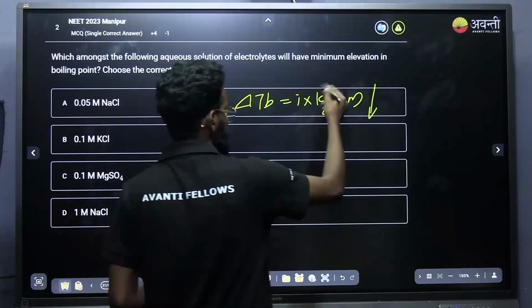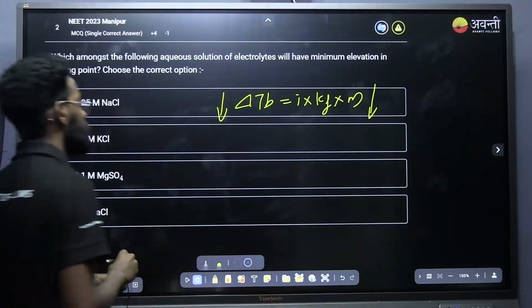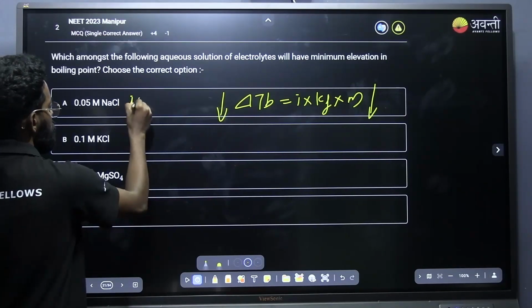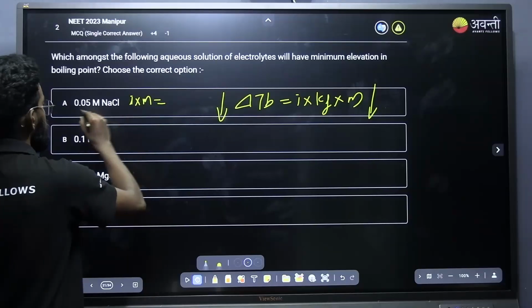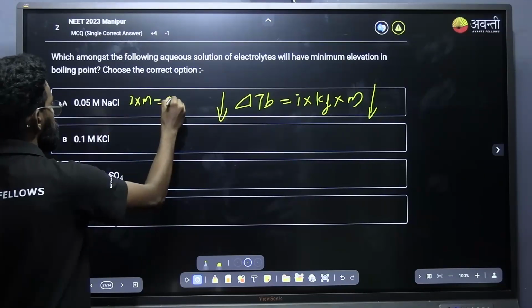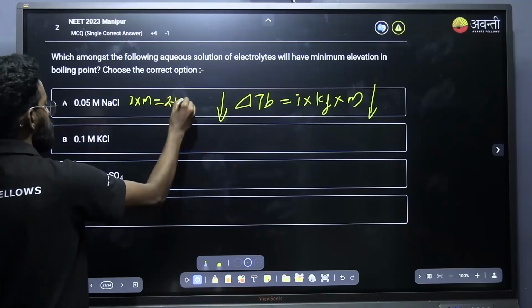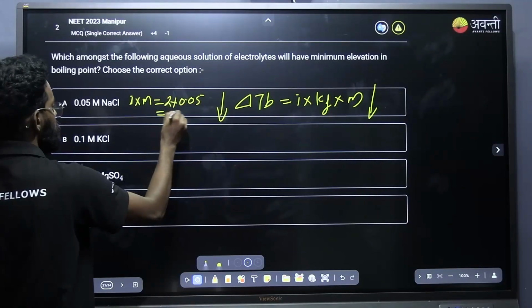Kb is not going to depend here. Kb depends only on the solvent. So what is the minimum i into m value? Molarity is already given. For this one, m is 0.05, and i value is 2, so 2 into 0.05, which is equal to 0.1.